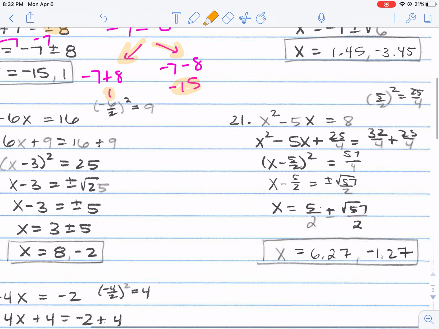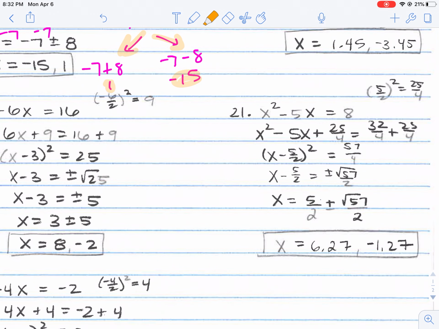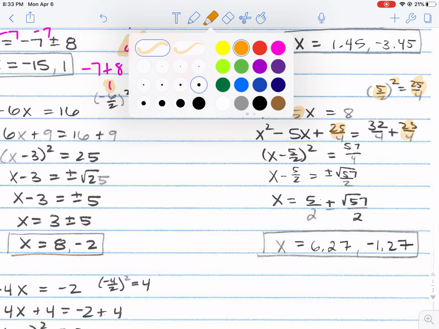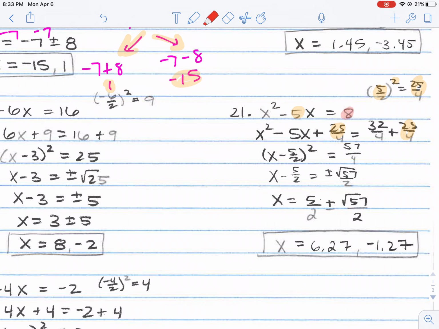And then in number 21, this was the one with the fractions. So when we take our b value of 5, we would have 5 halves. When we square it, we get 25 fourths. So we would be adding 25 fourths to both sides. And then what I did was I took 8 and rewrote that as 32 fourths, since 32 divided by 4 is 8. So when we add those two fractions together, we get 57 fourths.